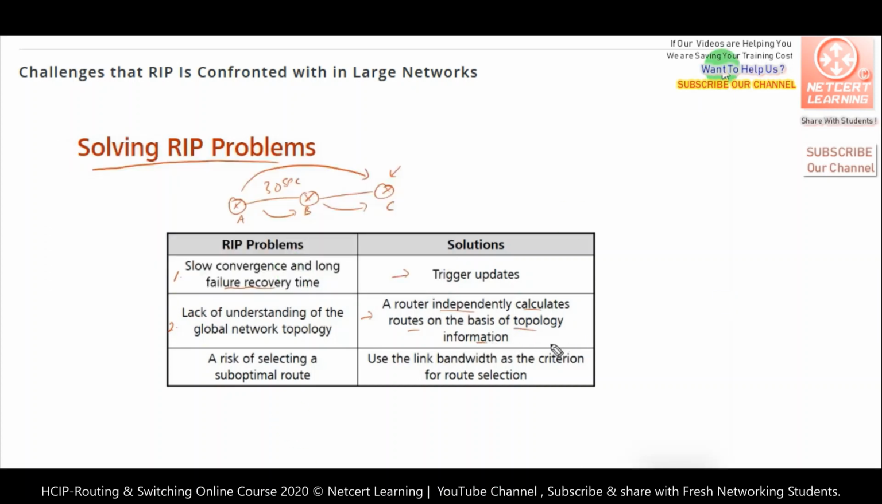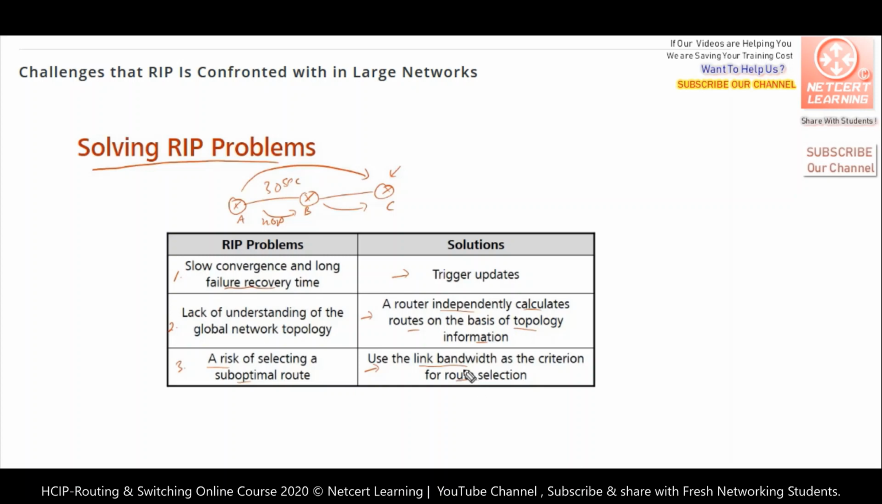This is where we have the OSPF LSDB to calculate the best path, whereas in RIP we are just based on the hop count and the rumors. And the third problem in RIP is the risk of selecting a suboptimum route because it's based on hop count. The solution is that we do not use hop count. Instead, we look into the total bandwidth as the criterion for route selection.